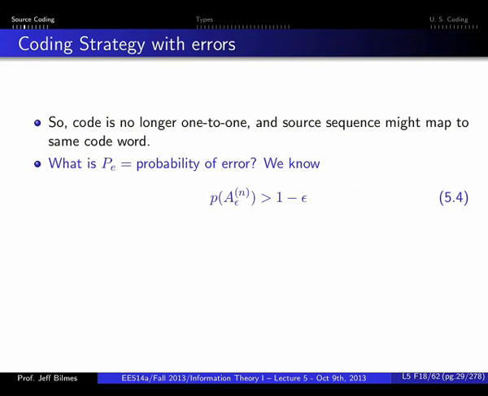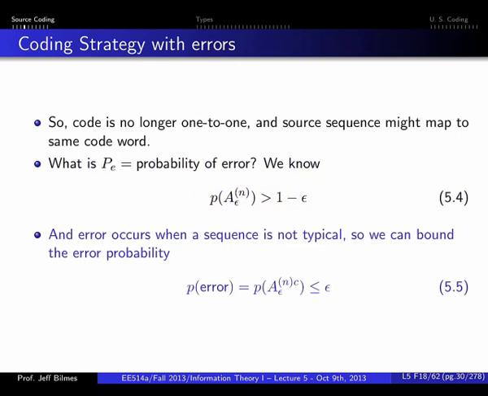So what is the probability of error? Well, we know that the typical set has probability greater than 1 minus epsilon. And so the probability of error is upper bounded by the probability of the atypical set, which has upper bound of epsilon.